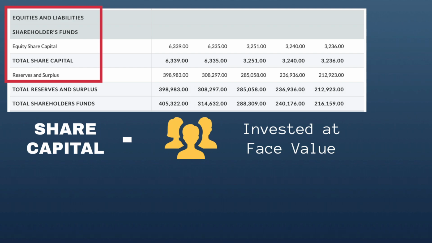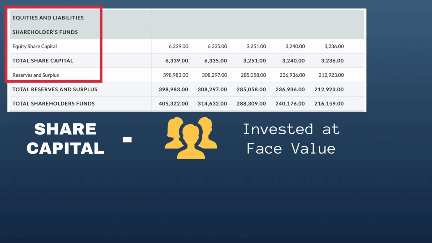Share capital is the money which the investors or the shareholders invested into the company as per its face value. So, for example, Reliance Industries has issued around 100 shares, and each share has a face value of 10 rupees. So, that's a total of 1000 rupees, because 100 into 10.